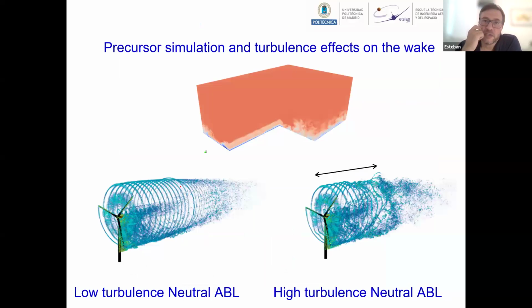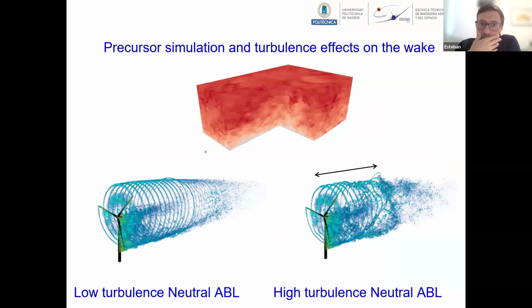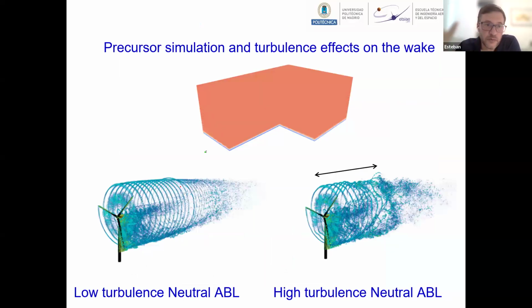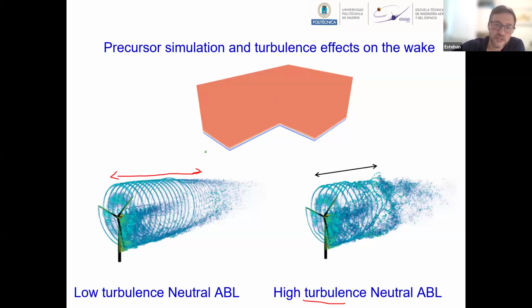Right, the next step is to include atmospheric boundary layers, so turbulence in the inflow. What we see for the flow is that if we use low turbulence levels, the wake is maintained for longer, and it dissipates much faster when we include high turbulence levels, right? And this can be important also for the acoustics that I'll show you quickly later. So this is a precursor simulation. We generate the turbulence and then we input it in the simulation with the turbine.